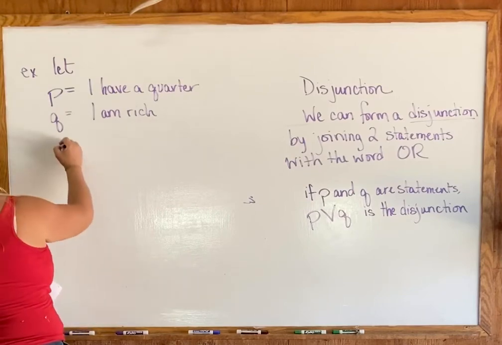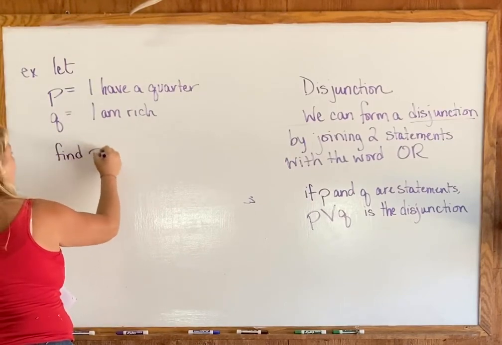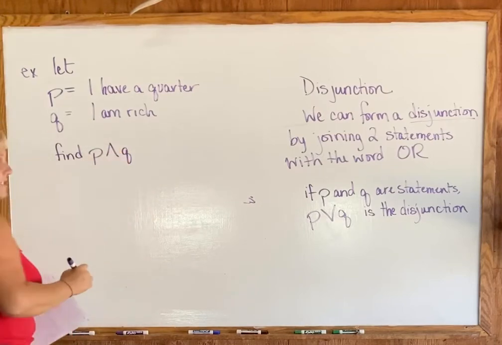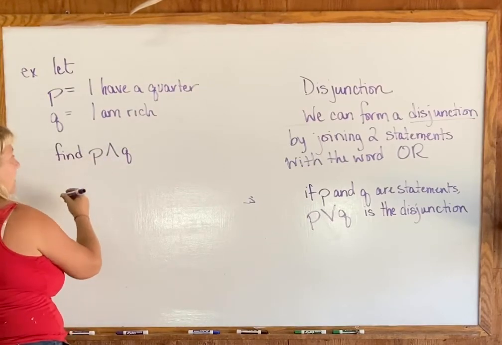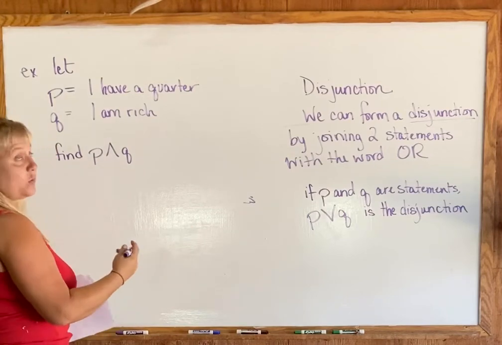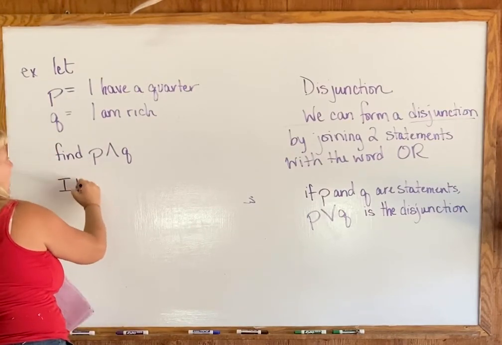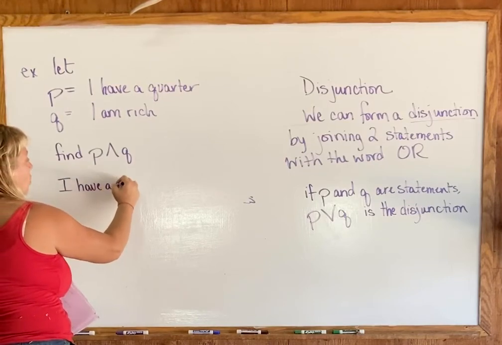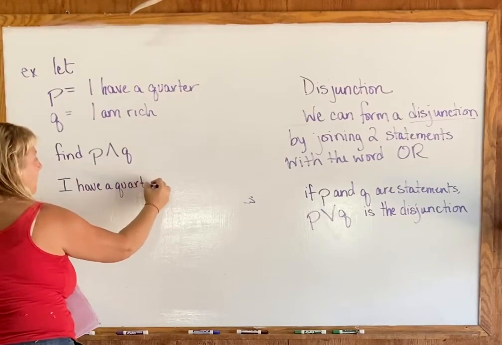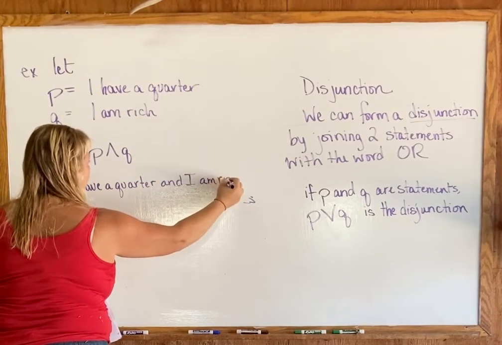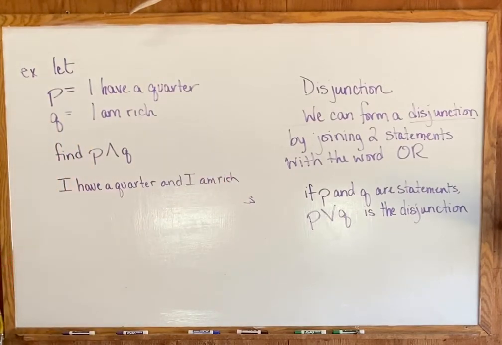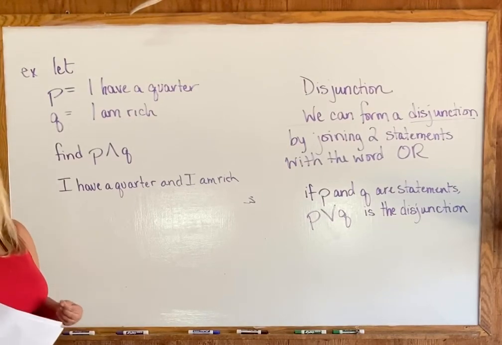So what we want to do is we want to find P and Q, okay? P and Q. And we're gonna write that out as a sentence. So that, remember, that notation is the conjunction. It means to join them together with and. So you could say, I have a quarter and I am rich. Now remember, the and means that both of these things are happening. I have a quarter and I am rich.